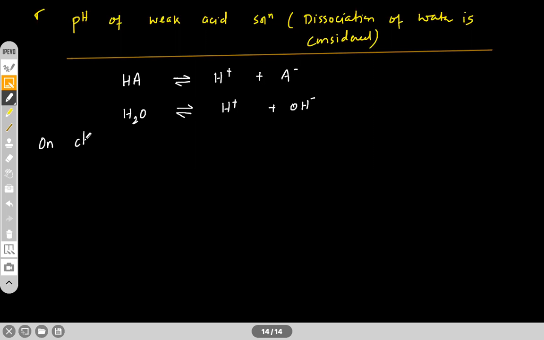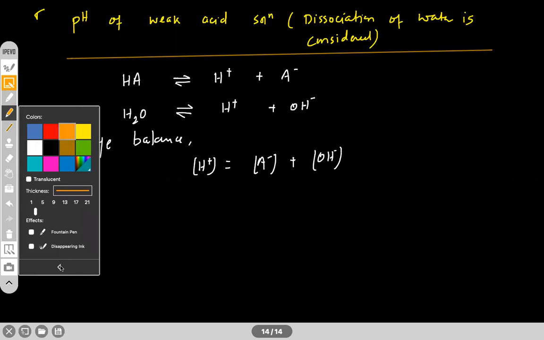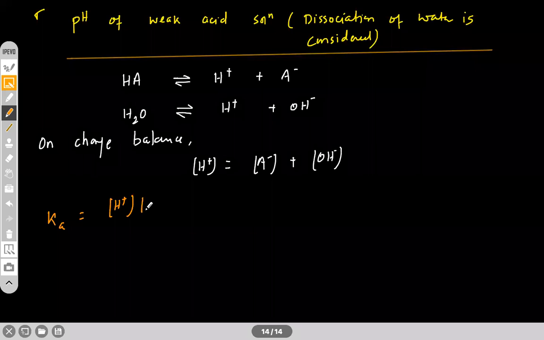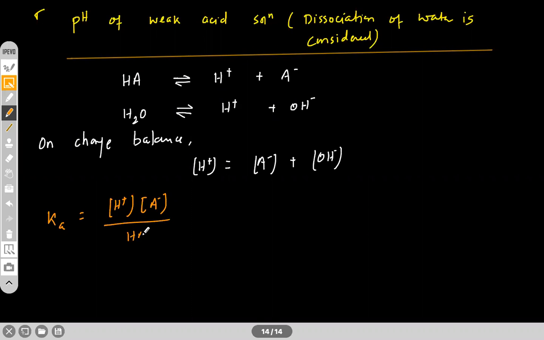On charge balance, if you're balancing the charge, we need to write total positive charge equals the total negative charge. H plus equals A minus plus OH minus, right? Charge balance. If I write down the dissociation constant of an acid, Ka, Ka equals H plus times A minus, product by reactant, looking at this reaction. And if you find out A minus from this, it is Ka into concentration of HA by H plus.